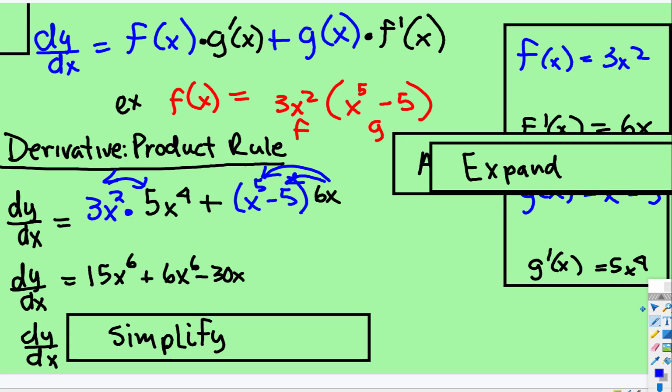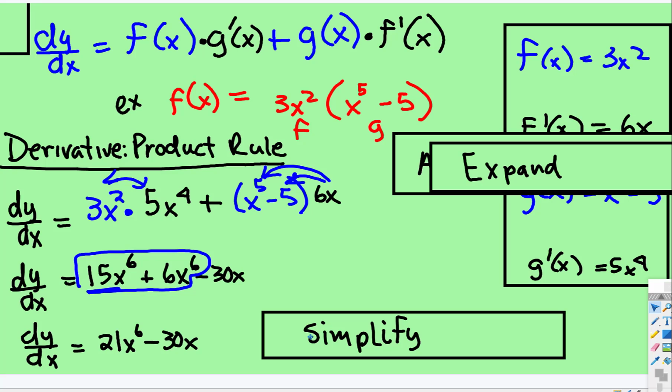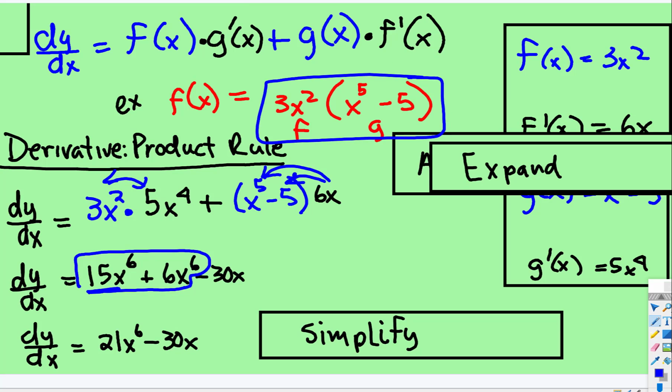So now what we have is 3x squared times 5x to the fourth is 15x to the sixth, and 6x times x to the fifth is 6x to the sixth. 6x times negative 5 is negative 30x. And hopefully what you can see is those two things can be added together. And there you have the derivative. And at a given x value, so this is the derivative. This is the function that when you put in an x value, it will give you the slope. But let me show you a little tip with this.